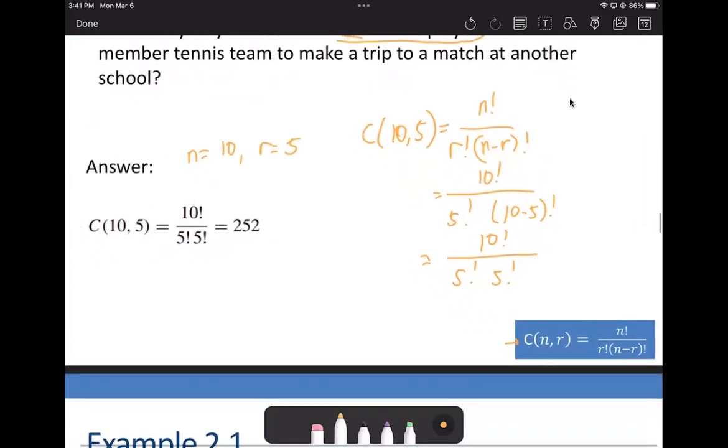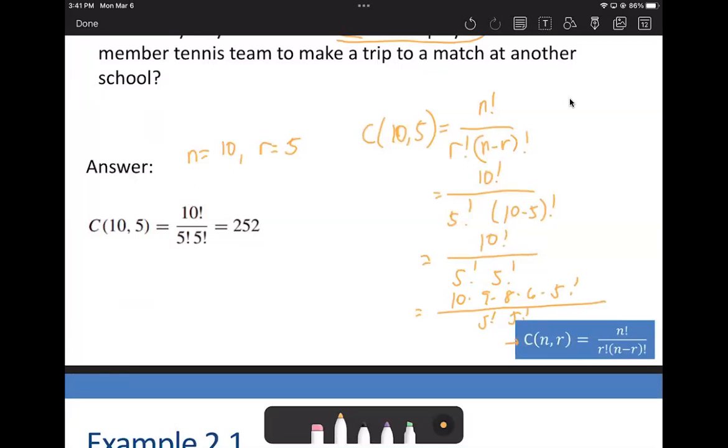And you can solve this on your own. So this will be 10 times 9 times 8 times 7 times 6 times 5 factorial, divided by 5 factorial times 5 factorial.